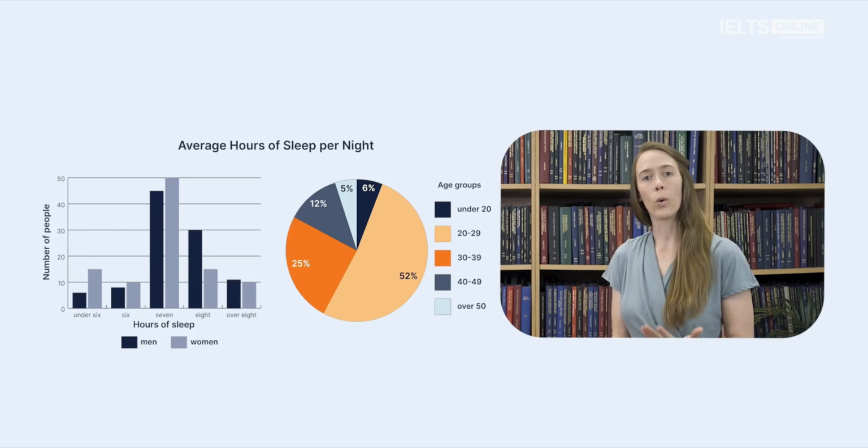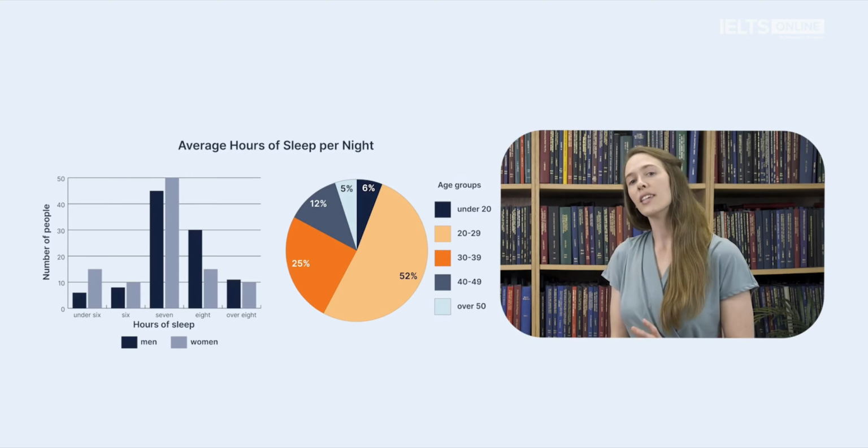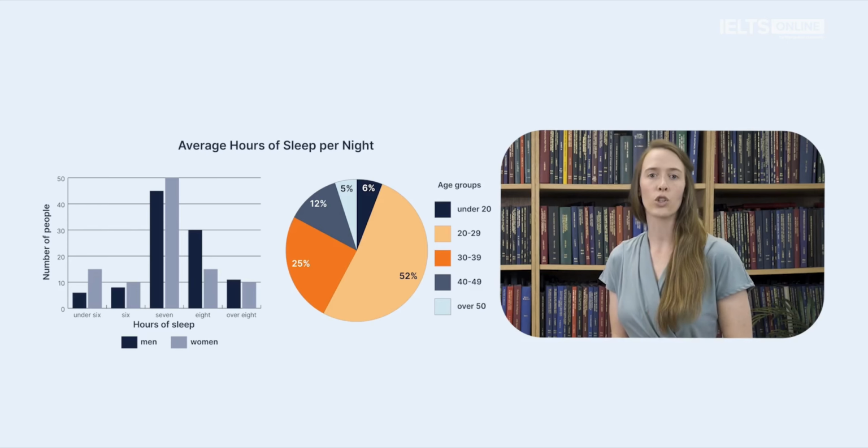A Task 1 question could also contain a combination of different types of visual information. In this example here, there is a bar graph and a pie chart. However, there could be other combinations. If you have more than one visual, you must make sure you address both in your response.